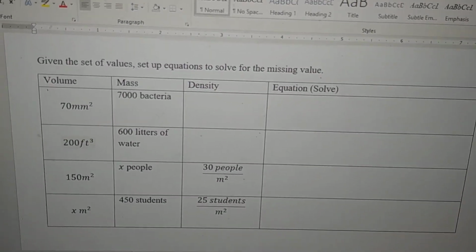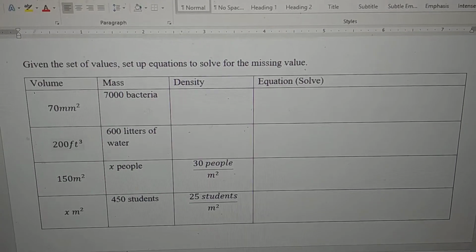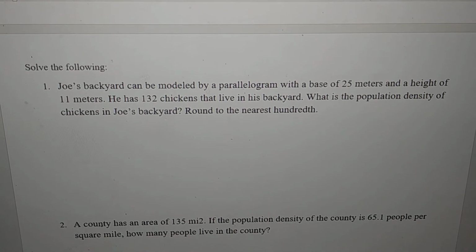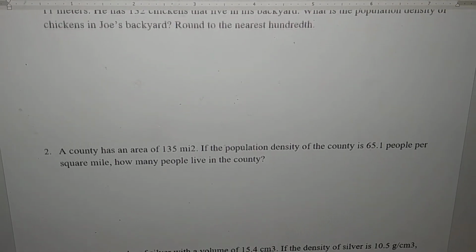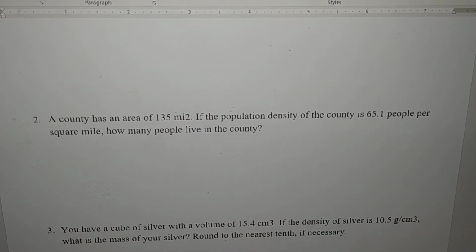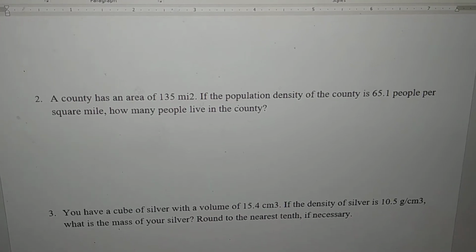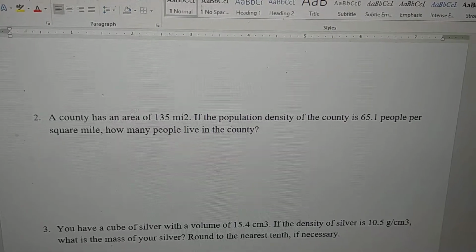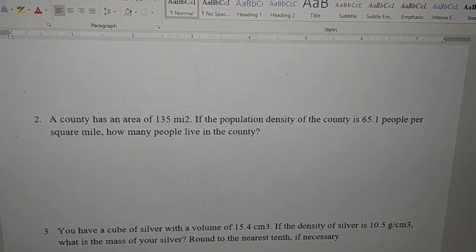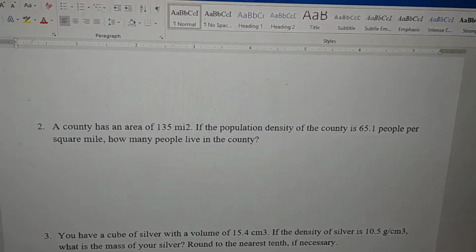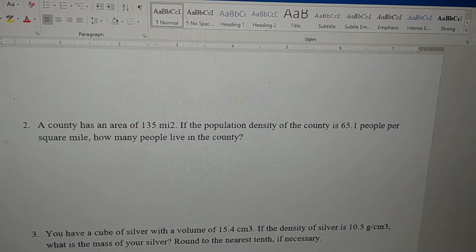So with that, you can basically solve the last two problems, number 2 and number 4. Now, just to wrap it up, I'll help you solve number 2. Number 1, I really want you to try because it has one extra step, so I want you to think about it. So I'm going to do number 2. It says a country has an area of 135 square miles. If the population density of the country is 65.1 people per square mile, how many people live in the country?